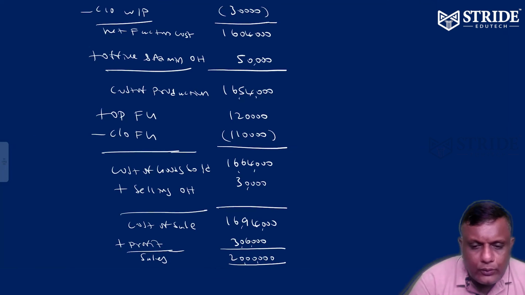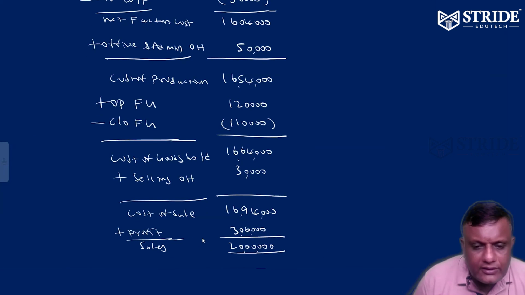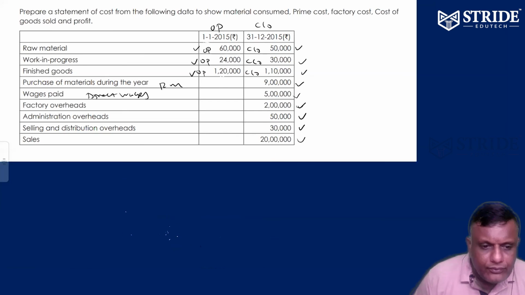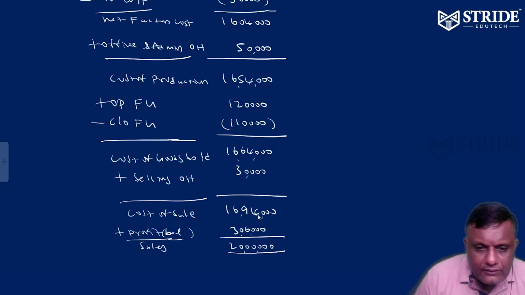So the entire cost sheet is over. How to find profit, sir? Balance sheet figure. Sale is given as 20 lakhs. Cost of sale we arrived at. Sale minus cost of sale is profit. 20 lakhs minus 16,94,000 is 3,06,000 profit. Now the cost sheet is over.